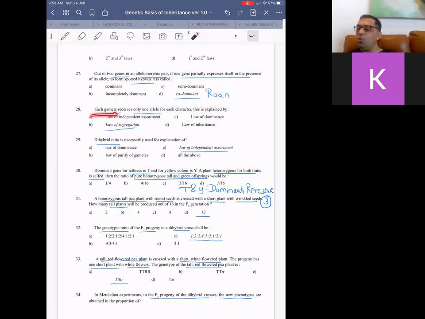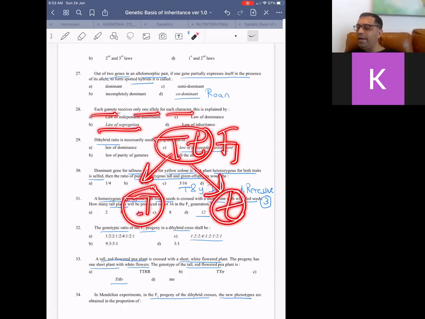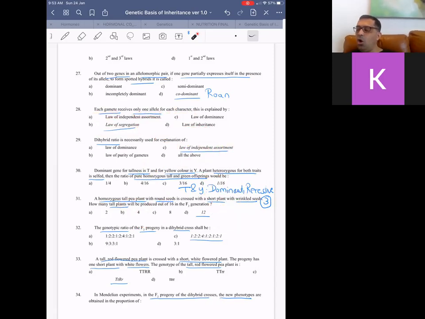Each gamete receives only one allele for each character. That is called law of segregation and purity of gametes. This is the F1 generation, and each gamete will receive either capital T or small t. One gamete is pure for tallness, one gamete is pure for dwarfness. So that is called law of segregation and purity of gametes.